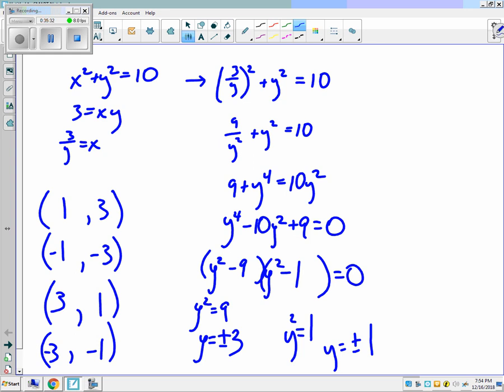I would like to see all 4 of them written down. It's no longer than that page. 11 and 12.